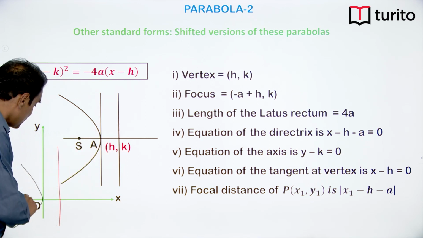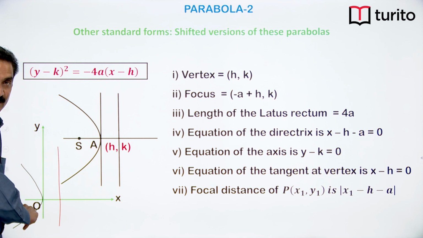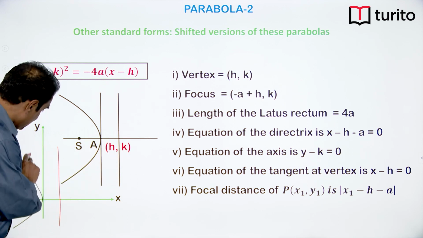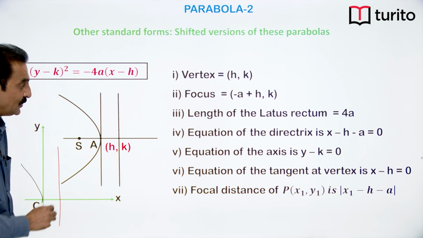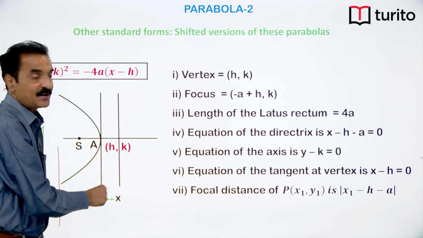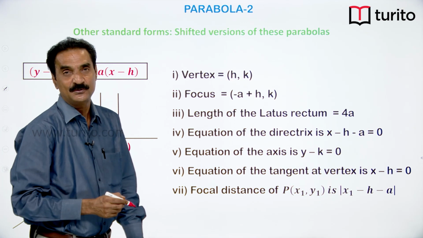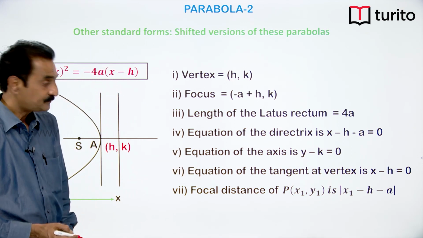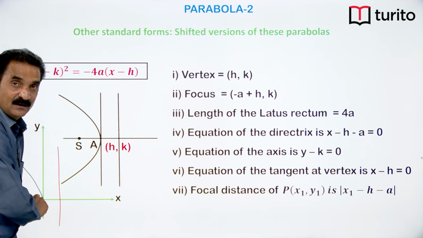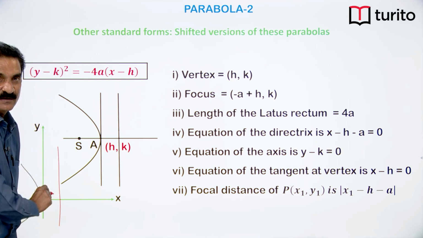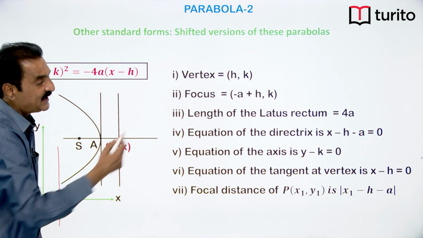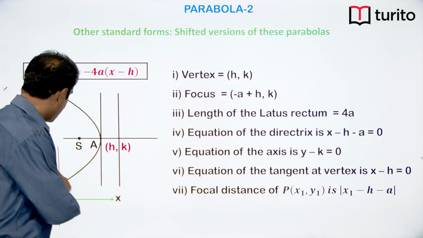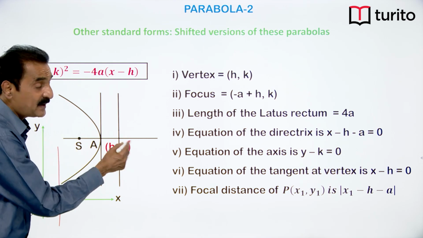Equation of the tangent at vertex. Here tangent at vertex in the original position is the y axis, that is x is equal to 0. Now in this position tangent at vertex will be x minus h is equal to 0, and focal distance of a point x1 y1 in the original position, mod x1 minus a is the formula. Here mod x1 minus a, here mod x1 minus h minus a.